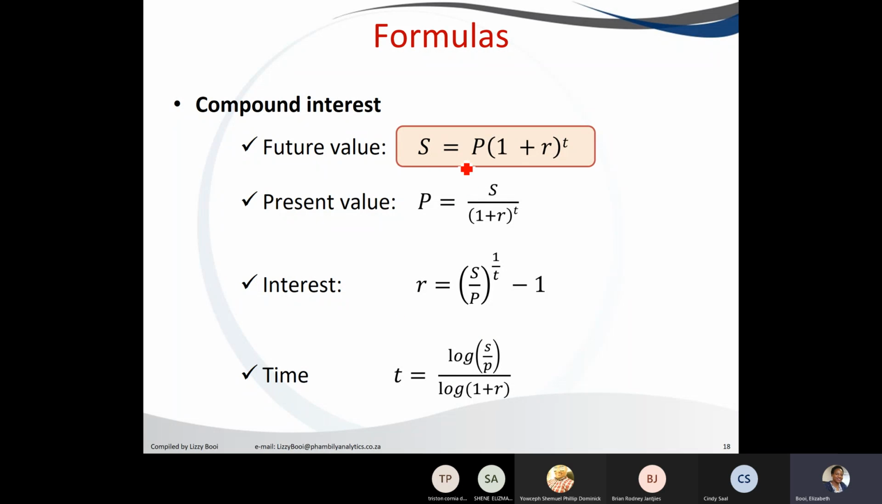The other thing is, because T is in the power, if you want to calculate your R, it's not that straightforward. What I'm trying to get at is you need to know how to make T the subject of the formula, or R the subject of the formula. When you are asked to calculate R, you need to know how to manipulate that equation.